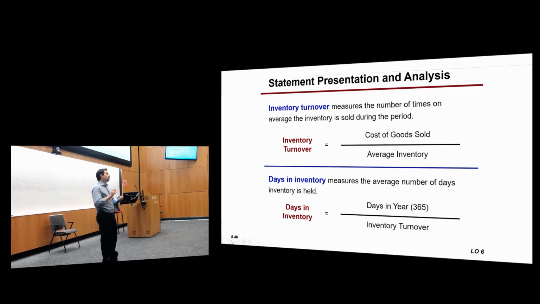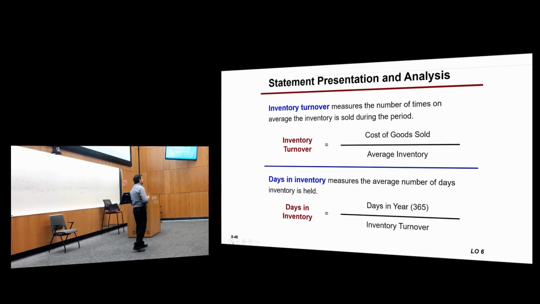Usually, unless there are large seasonal effects on your sales, it should be a good approximation, a good term to use for this kind of ratio. Okay? So you divide the cost of goods sold by average inventory. How do you calculate average inventory? Beginning inventory plus ending inventory over 2.